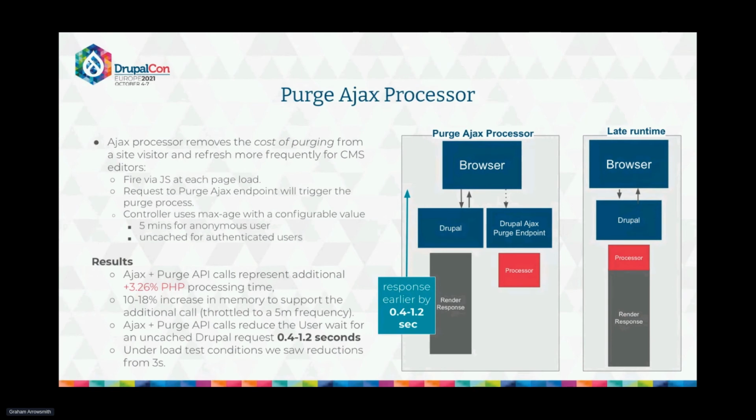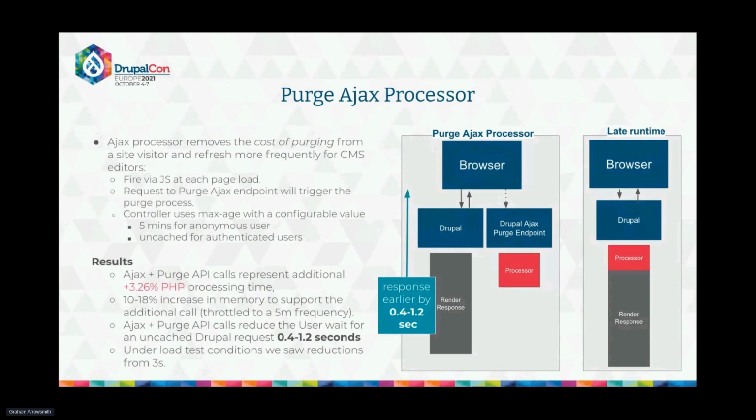And we have an AJAX endpoint that could be requested to run the purge process. So whenever this gets fired on page load, the endpoint triggers the purge process. And for unauthenticated users, we put in place a max age.